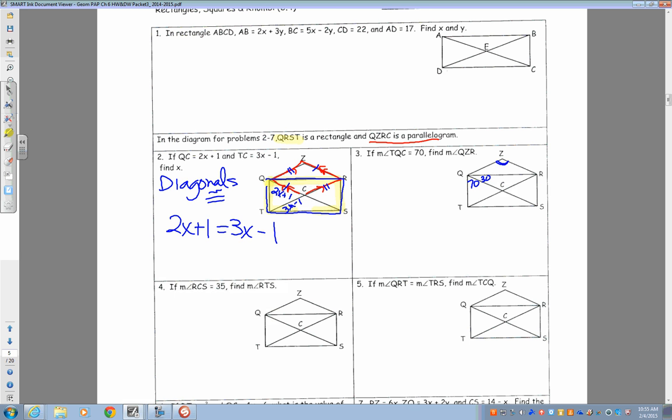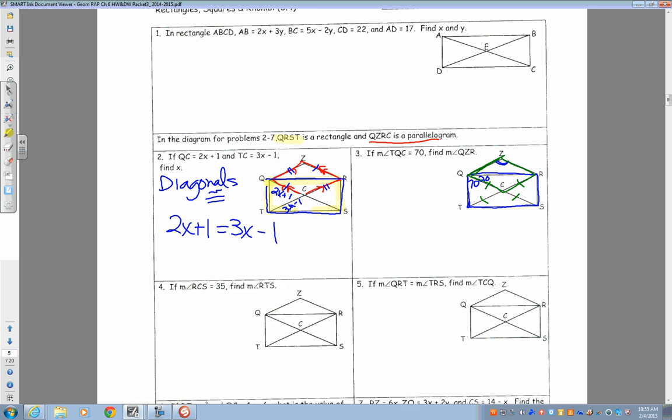Oh, 70 and 20, sorry. 70 and 20. So they want us to use what we know in the rectangle. So here's our rectangle to help with the parallelogram. And here's where we're going to go. All right, so remember when the diagonals bisect each other, they're all congruent, right?